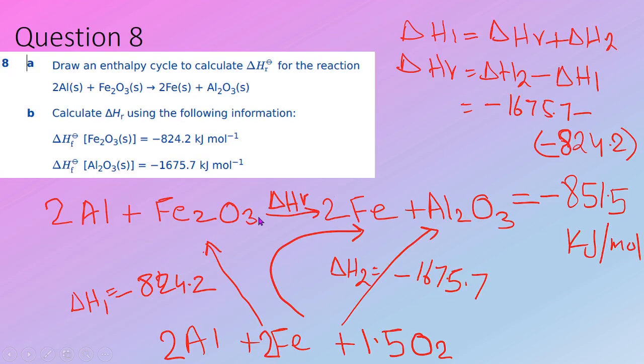Question number 8. All the question is given. We just draw the cycle Al plus Fe2O3, Fe plus Al2O3. It is delta H1, it is delta H2, this is delta HR. So delta HR will be equal to delta H2 minus delta H1. By putting the value, we got 851.5 kilojoule.